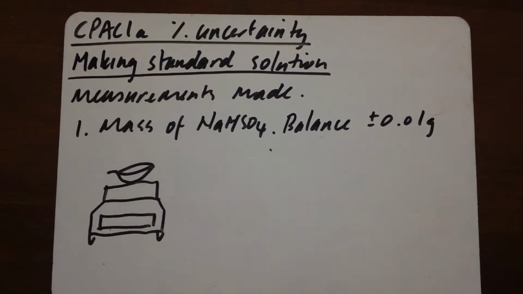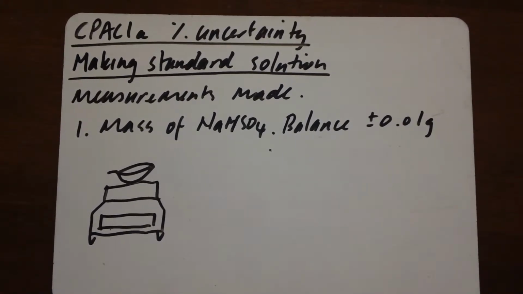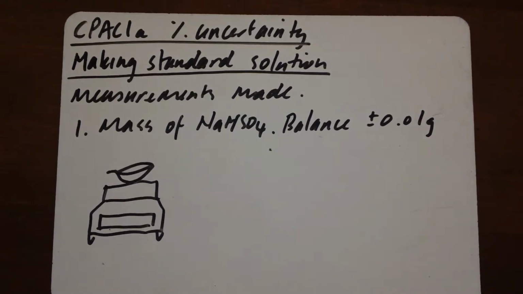CPAC 1A, in fact all the CPACs, will have a certain amount of percentage uncertainty associated with any measurement made within it. So we're going to look at CPAC 1A, and we're going to look at all of the different measurements that we took during the practical.